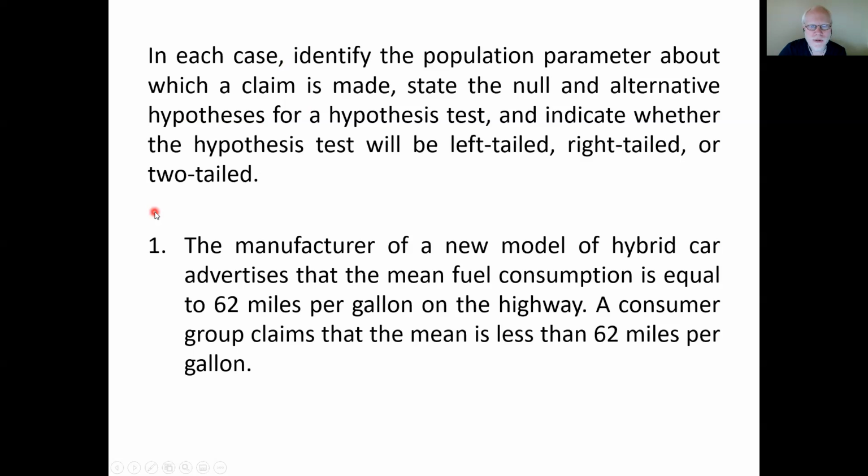So we can do a couple of examples to make sure that this is clear. Kind of the difference between, how do we set up our different hypotheses? What is an alternative hypothesis? What's a null hypothesis? What's left-tailed, right-tailed? So in each case, identify the population parameter about which a claim is made, state the null and alternative hypothesis for a hypothesis test, and indicate whether the hypothesis test will be left-tailed, right-tailed, or two-tailed.